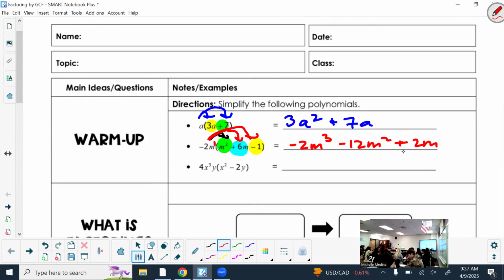-2 times -1, is that a +2? And then there was no m in this term to multiply it by, but that doesn't mean that there's not going to be an m in my answer. It's still there, I just don't have another variable to multiply. So that is correct, good. Table 6, for the last bullet point, what would our distributed answer be?